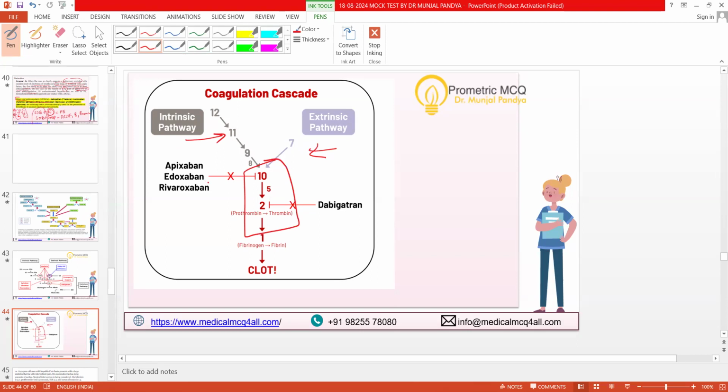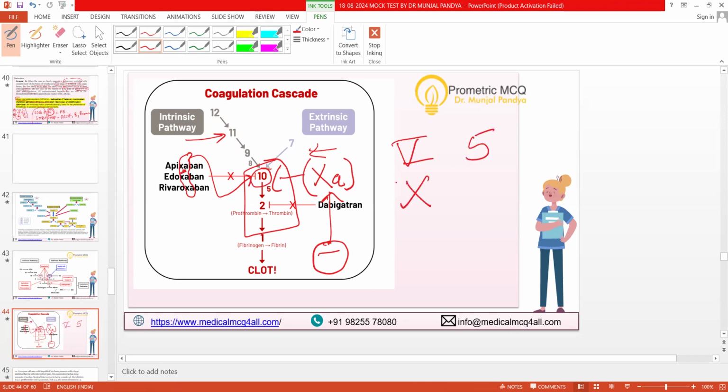So just one clue, right? This factor 10 in Roman numerals is written as X or Xa. So which drugs inhibit the Xa activity? Can you see Xa, Xa, Xa? Wherever the Xa comes, it means it inhibits the 10A activity. That's it, simple, which you may not have known before. Even I didn't know, but I read a lot of books. Somewhere somebody has written that wherever Xa comes, it acts on factor 10. X means 10, Roman, right? This is 5, this is 10, Roman.